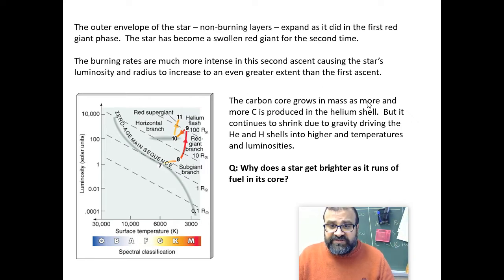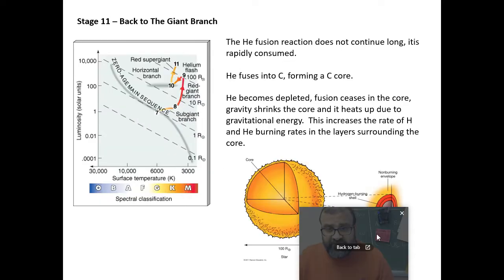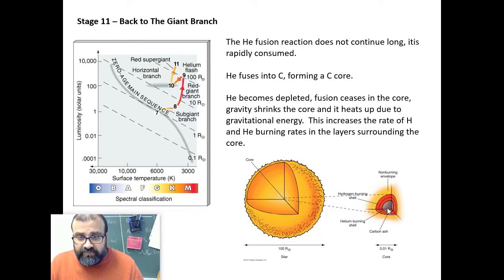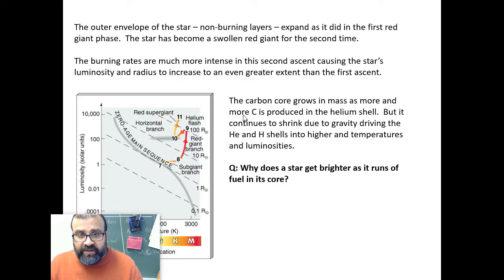The carbon core grows in mass as more and more carbon is produced in the helium shell. So back here, the helium shell keeps producing carbon, whereas the hydrogen shell will keep producing helium. So you're getting more carbon, but gravity keeps on shrinking it, keeps on compressing it, getting hotter and hotter and hotter. So it keeps on shrinking due to gravity, driving the hydrogen and helium shells into higher temperatures and becoming brighter.